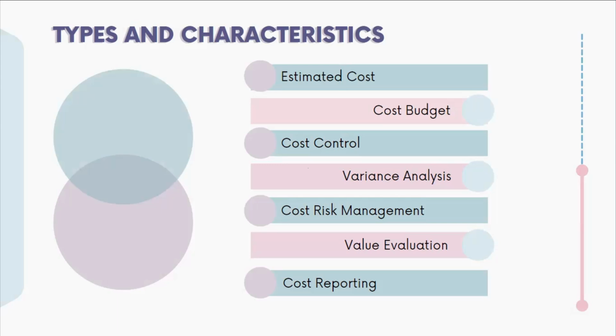The fifth, cost risk management. The main objective is to identify potential cost risks, develop strategies to mitigate these risks, and manage the cost risks that occur during the project. The sixth, value evaluation. Value evaluation allows the project team to evaluate alternative designs or methods that are more economically efficient. The last is cost reporting. It involves periodic reports of the status of project cost to relevant stakeholders. This reporting can include cost developments, cost variance, and measures that can be taken to control costs.